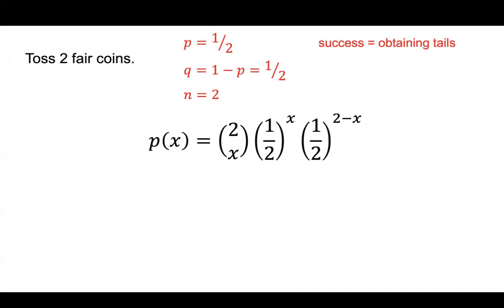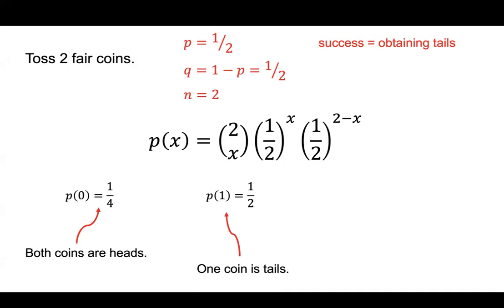Now, let's look at the situation where we have two fair coins. And when we say that the outcome corresponds to a success, we will mean it's obtaining tails. Here, P equals 1/2, Q equals 1/2, N equals 2, and the binomial distribution is reduced to this. X equals 0 corresponding to no tails outcomes in either coin, and the probability in this case is 1/4. X equals 1 corresponds to getting heads for one coin and tails for the other, and the probability of that is 1/2. And finally, the probability of obtaining two tails is 1/4.